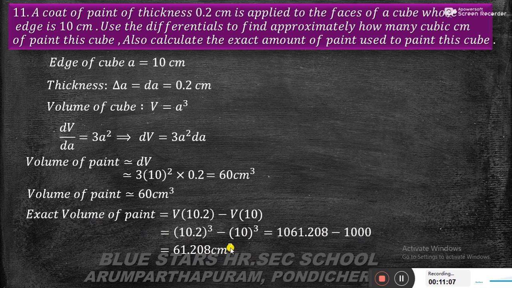Exact volume means here cube will come. So that means 61.208 centimeter whole cube will come. So this is the answer for exact volume. They ask to calculate the exact amount of paint used to paint this cube. Exact amount means the exact volume of the paint. So they ask this question, and we find the answer: exact volume of paint equals 61.208 centimeter cube.